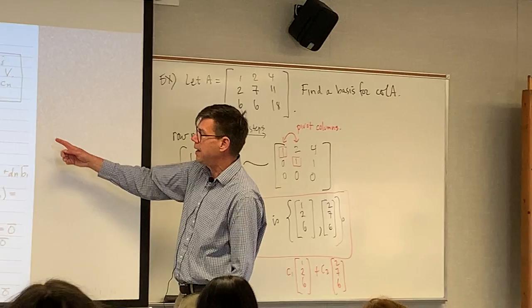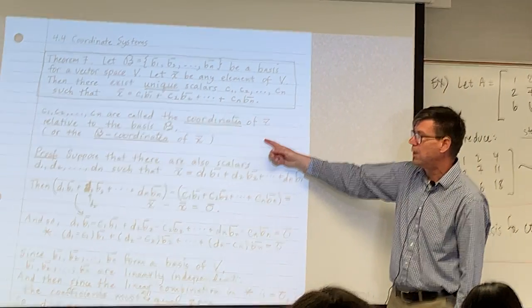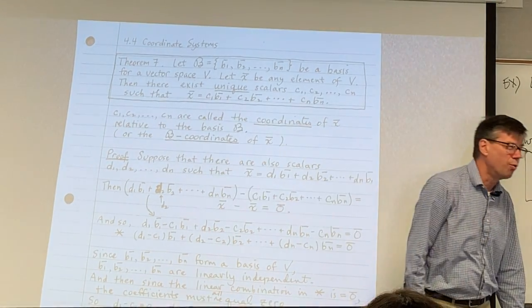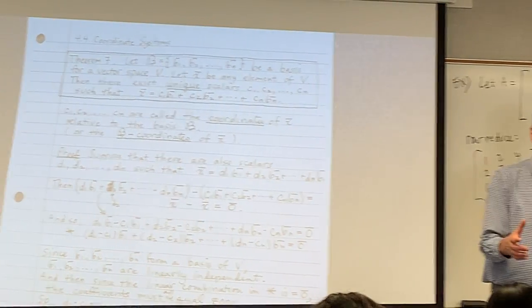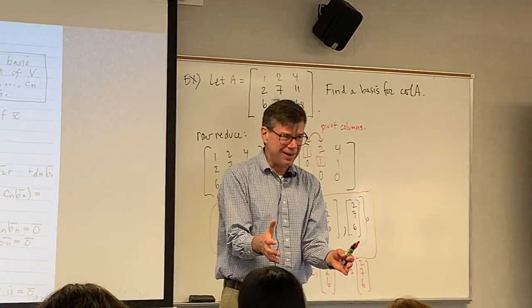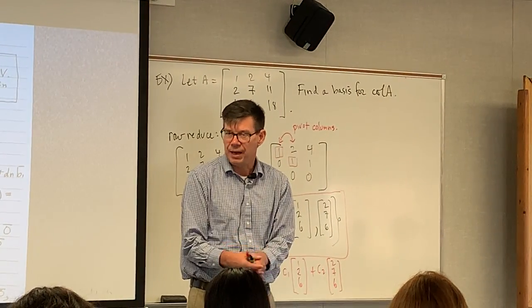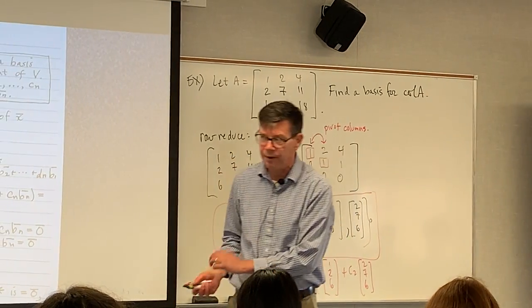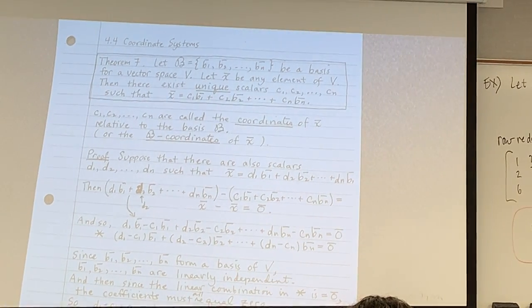So in this case, those weights C1 through Cn are called the coordinates of x relative to the basis b, or we say b coordinates. So a given vector has only one set of coordinates for a given basis, but you could have a different basis for the same vector space, and the vector will have different coordinates for that basis.